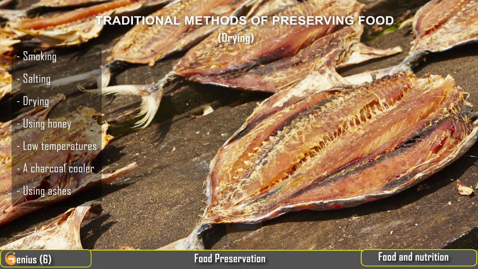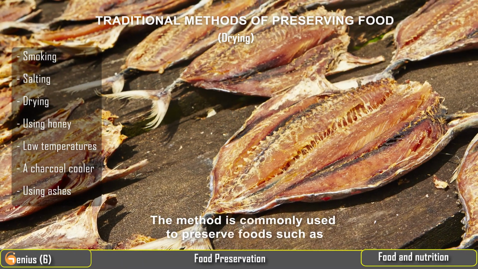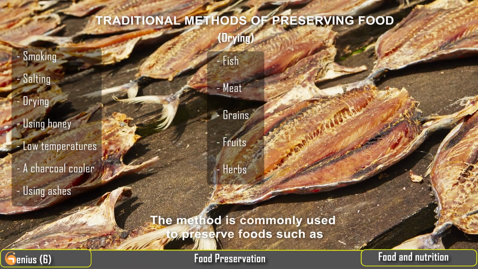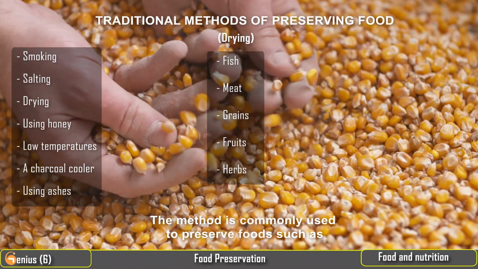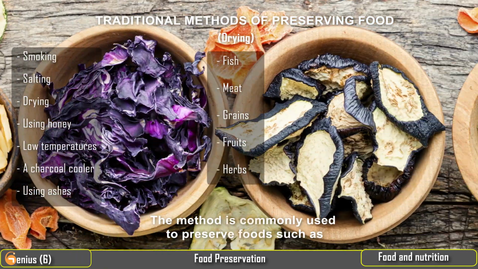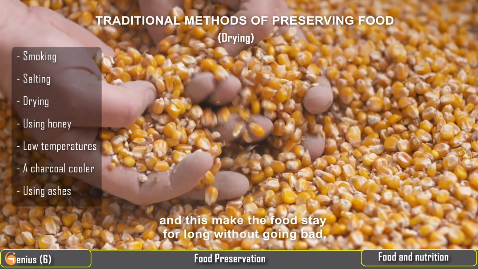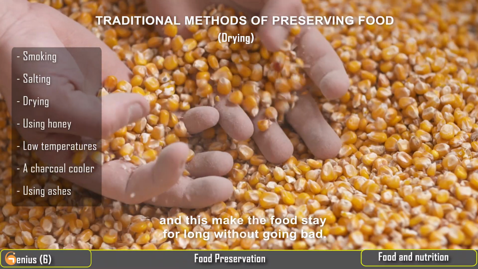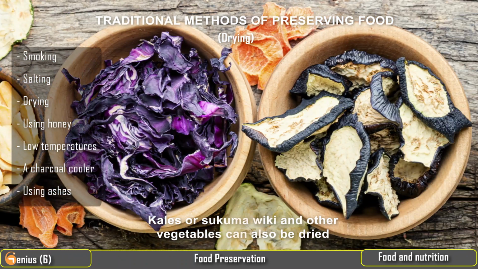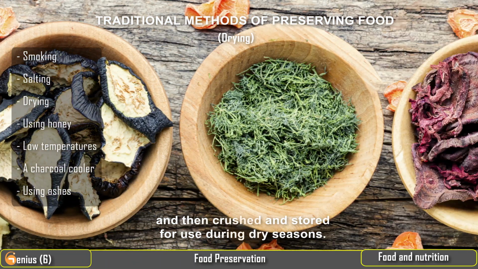Drying. The method is commonly used to preserve foods such as fish, meat, grains, fruits, herbs. Drying the food removes most of the water, and this makes the food stay for long without going bad. Kales or sukuma wiki and other vegetables can also be dried and then crushed and stored for use during dry seasons.